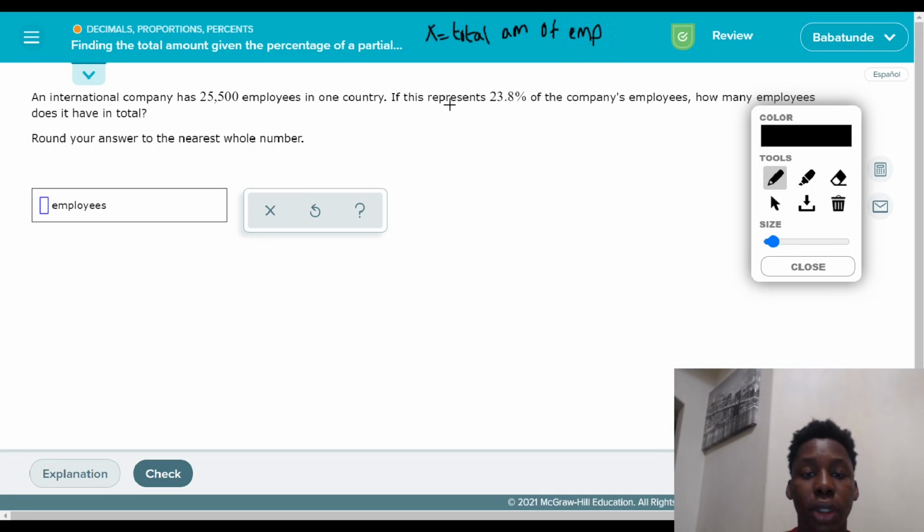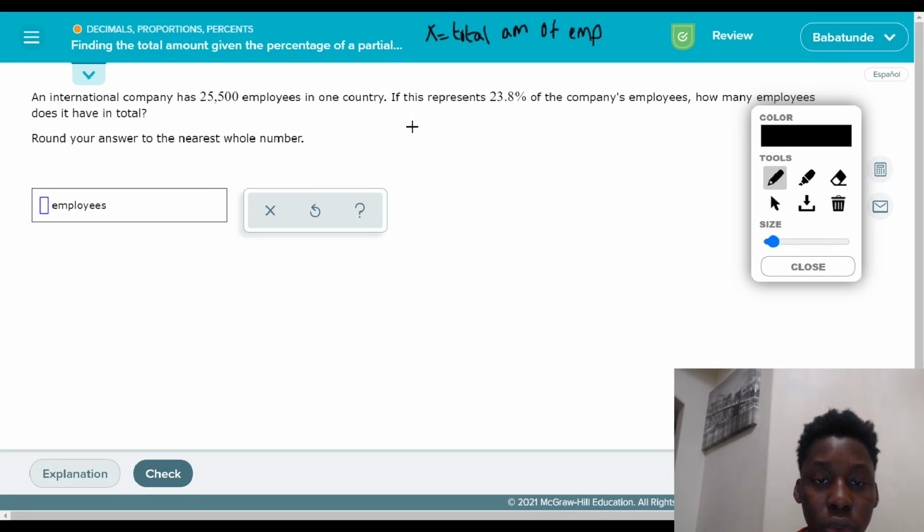Let's read this sentence. It says if this represents 23.8% of the company's employees, so 23.8% of x, because we set x equals the total amount of employees, 23.8% of x is equal to 25,500. Because in this scenario, 25,500 employees in one country represents 23.8% of the company's employees, which are everybody in total. So that's what we're going to use to set this up.